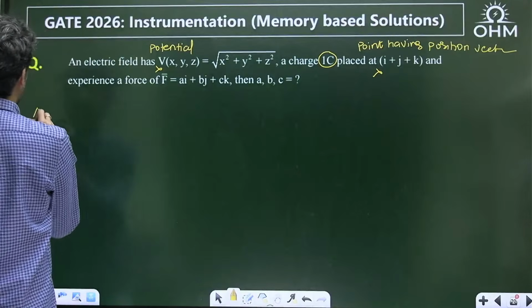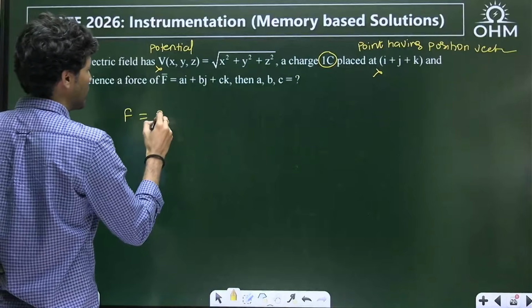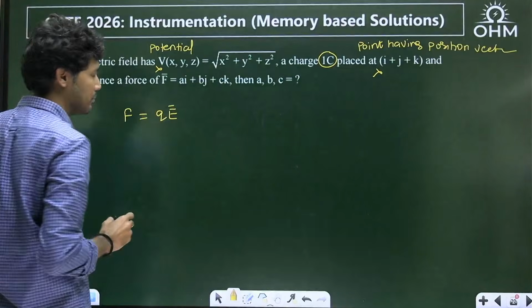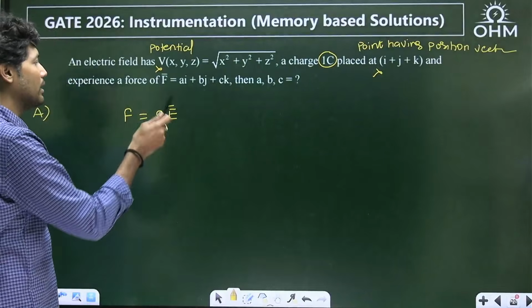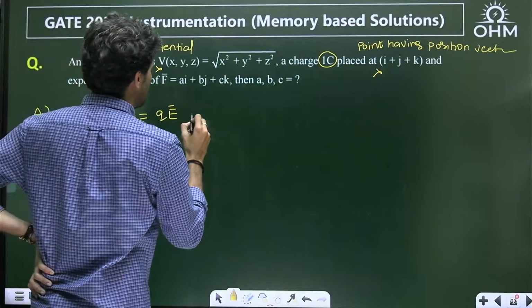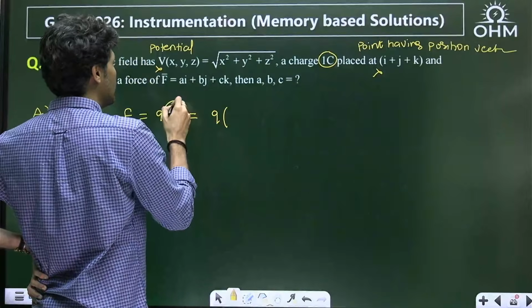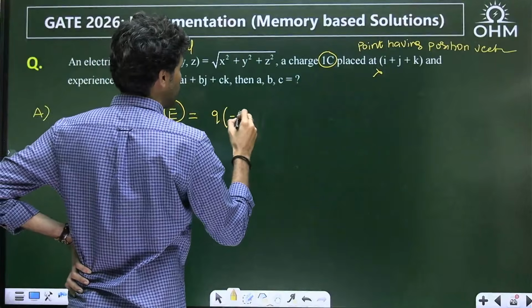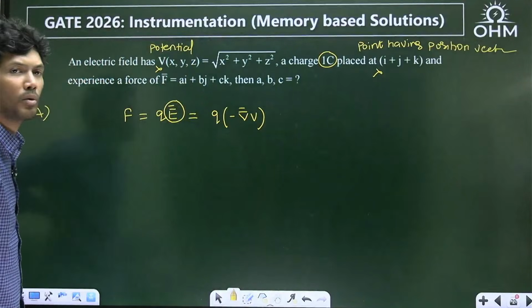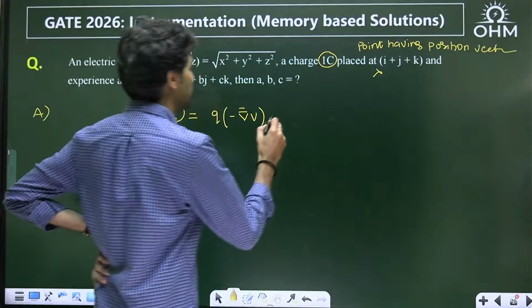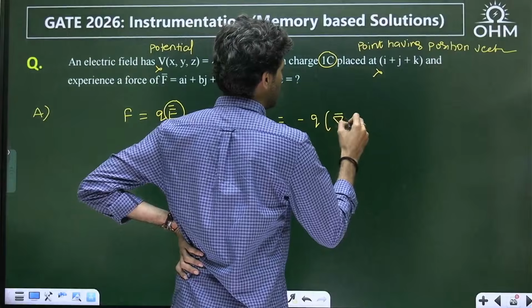So what is the logic? The force acting on a charge Q is given by Q times the electric field. Okay, but do we have the electric field expression? No, but we know how to write the electric field in terms of potential. So this becomes equal to Q into the electric field E, which in terms of potential is the negative of the gradient of V. That's it. That is all about this question. And finally, this becomes equal to minus Q gradient of V.